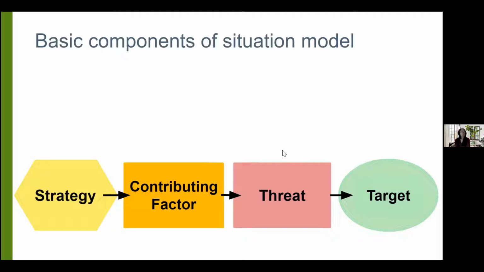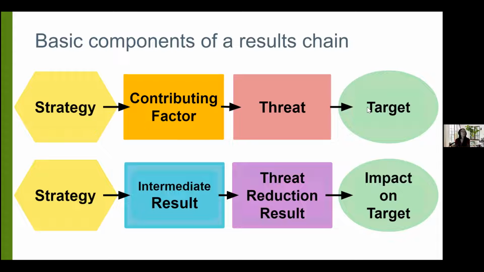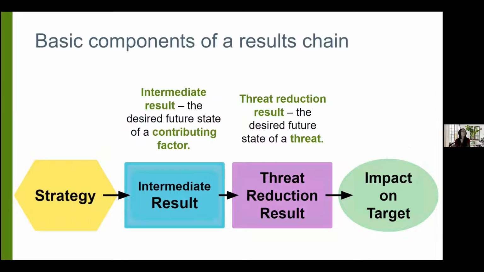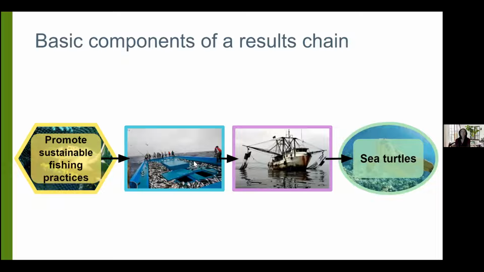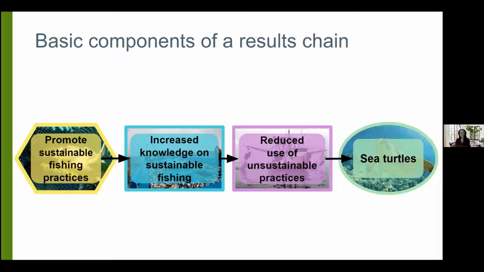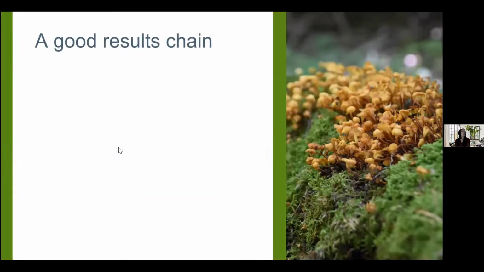One thing that we often do is look at our situation model and think about how we change situation model into a results chain. So which contributing factors become intermediate results and which threats are we trying to address in this theory of change to hopefully have a reduction in that threat. The intermediate result is the future state of the contributing factor, okay? So how do we get from our strategy on the left to our target on the right? We have in blue the intermediate results and in purple the threat reduction result. Obviously, we can see right here, this is overly simplified, and we would want to build out all of the different steps for how we get from promoting sustainable fishing to increased knowledge on sustainable fishing.